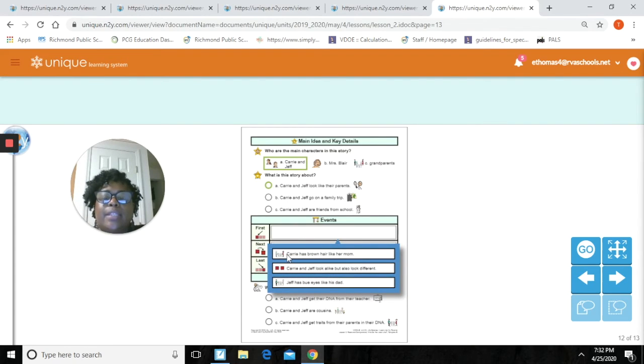All right, it says here, Carrie has brown hair like her mom. Carrie and Jeff look alike but also different. Or Jeff has blue eyes like his dad. Which one happened first? Let's use our story to get our answer.